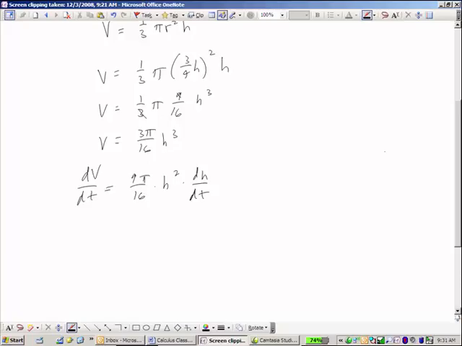Can't we just plug things in? 0.1, 9 pi. Did they tell us what the height is? 0.5. Are you all right if we just stop there? Is that okay? At this point we just need to do some arithmetic.